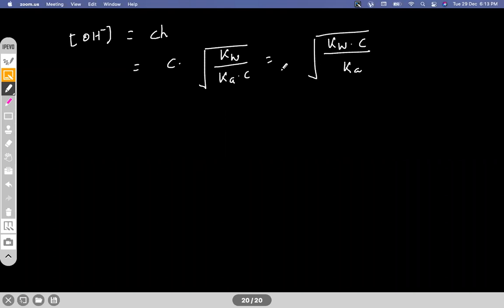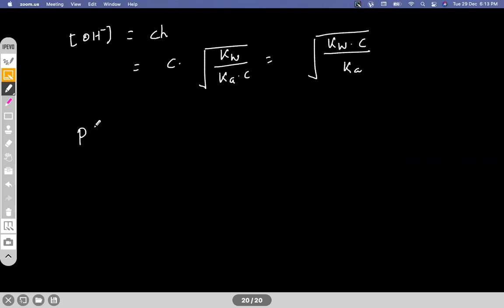Will be CH. So C, you let it be as it is. H is KW by K into C, root over of it. So C and C will get cancelled. So it is KW into C by KA, root over of it. This is the OH minus concentration. Now, when you solve this, you'll get POH.